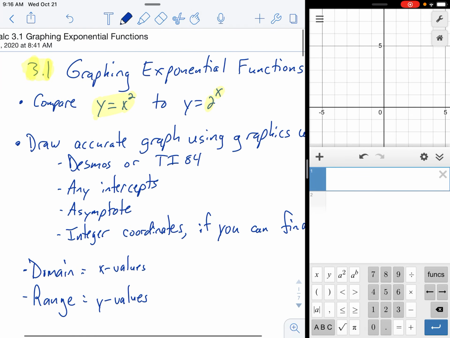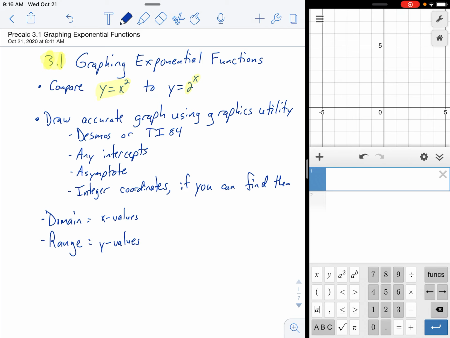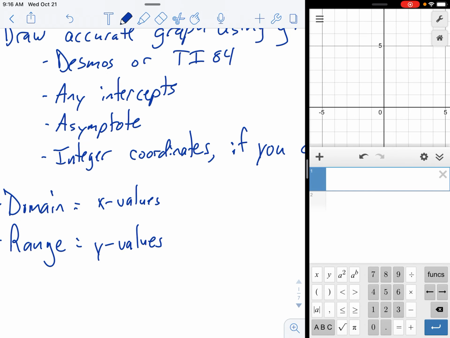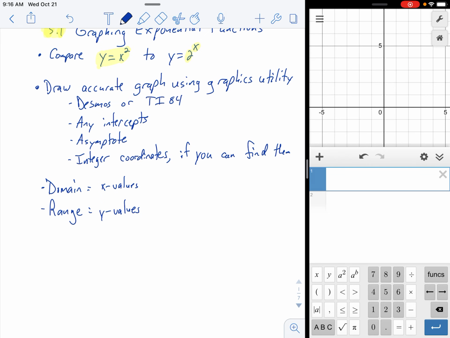Now we will be trying to draw accurate graphs using a graphing utility, so I'm using Desmos. If you have a TI-84, you can use that as well. When you're transferring your graph to paper, you'll want to include any intercepts that you can find. The asymptote, you'll have to be aware of that. I always draw a dotted line to represent the asymptote. You don't have to, but it's not a bad practice. And then any integer coordinates, if you can find them. I'll talk about what that means.